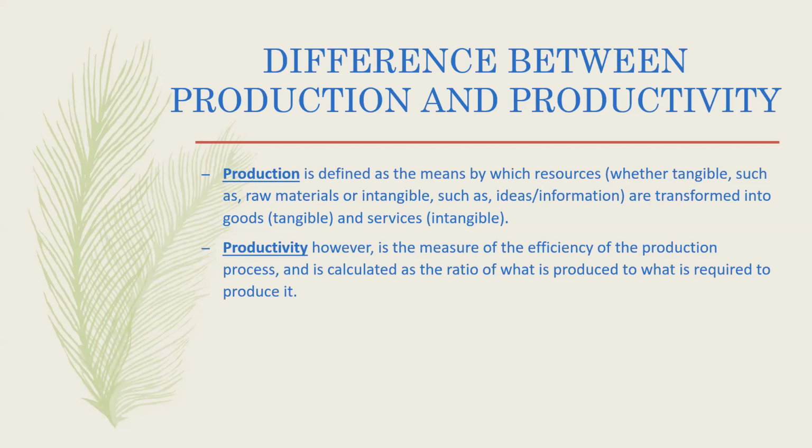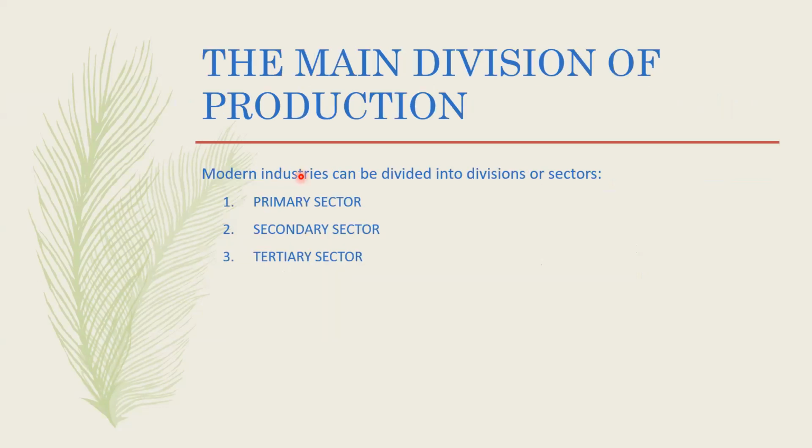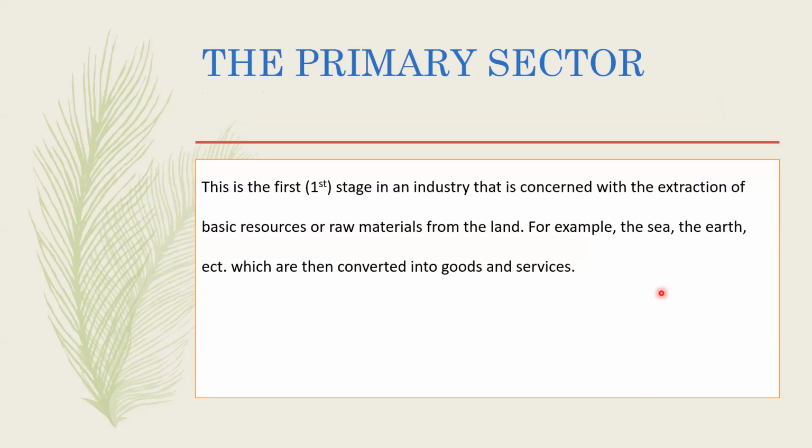And let's see what these sectors really talk about. So the primary sector is the first stage in an industry that is concerned with the extraction of basic raw materials from the land. In other words, the primary sector is all about extracting raw materials from the land, sea, the earth, etc., which are then converted into goods and services. Could you all give me an example of where you may see the primary sector? You're extracting. We're not making anything yet. We're just extracting it from the earth.